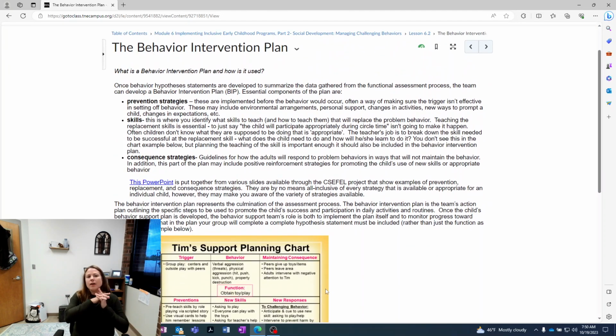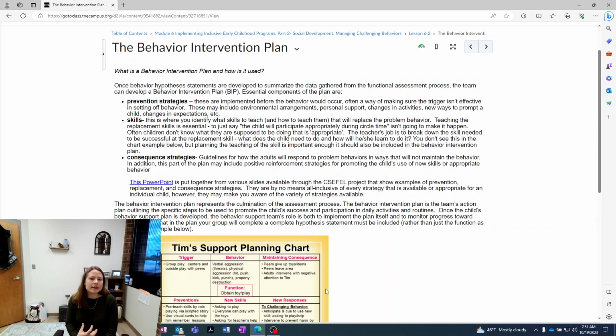Now, once we've done all this and we've gathered our data and completed the functional behavior assessment, you and your team have to put together a behavior intervention plan. Now remember, this can only be completed once you have gathered your data, you did your ABC analysis, you have your functional behavior assessment, and you have everything you need, your hypothesis statements complete. Now, you are going to put some plans in place.